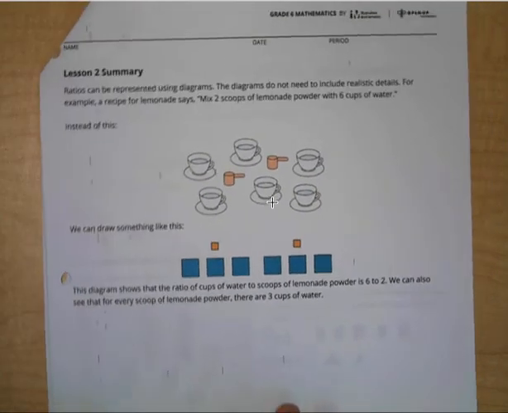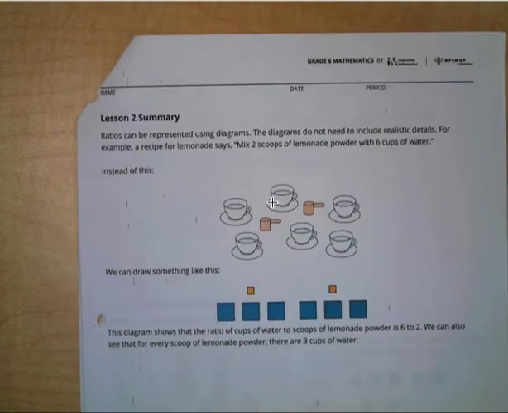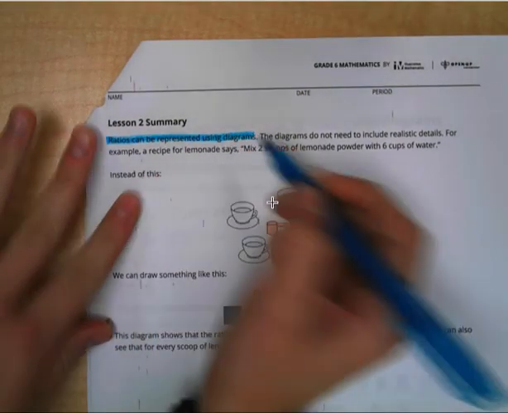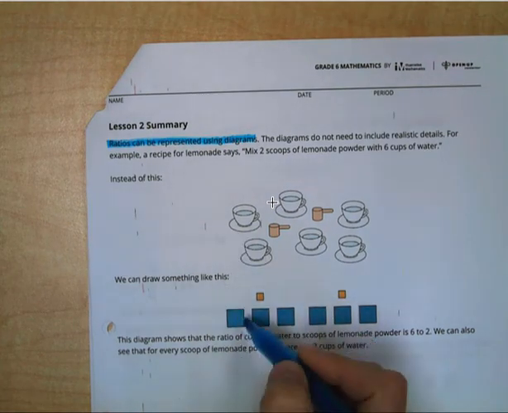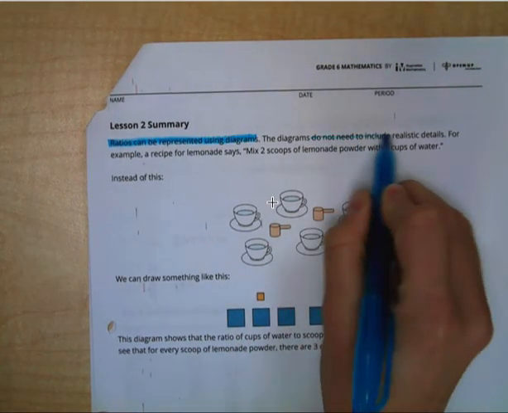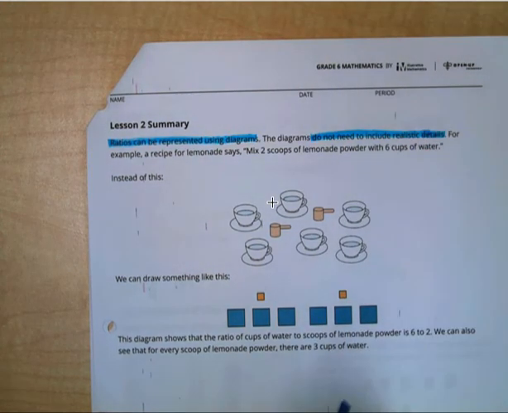So we're going to talk about the summary here. For today's lesson, there are some important things that we need to remember. First of all, ratios can be represented using diagrams. These are two examples of diagrams, and they do not need to be realistic. Remember, I told you I'm a terrible artist. They do not have to be realistic.